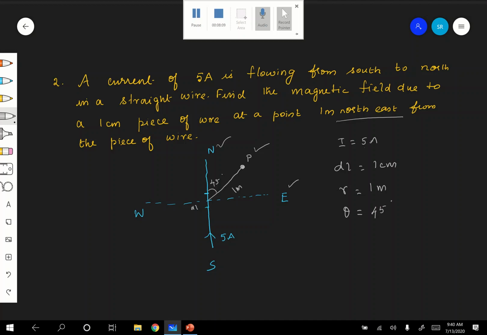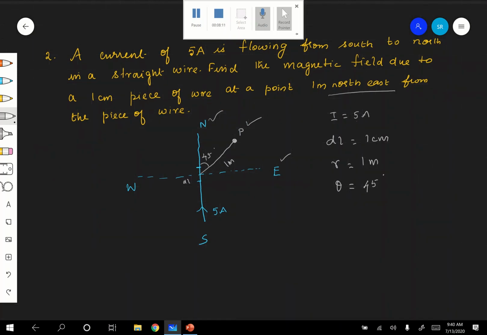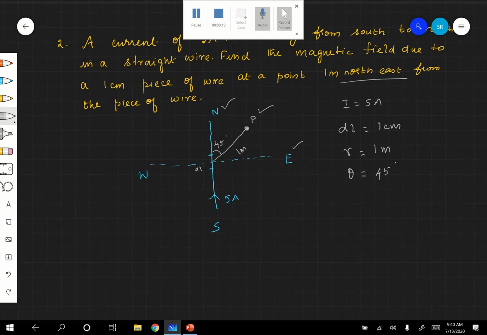Sometimes they may give the figure also. If the figure is not given, you have to take it as 45 degrees. Okay, right. Now, everything is given here. Centimeter you convert into meter, 0.01 meter. Therefore everything is ready. We are asked to find out the field at P.